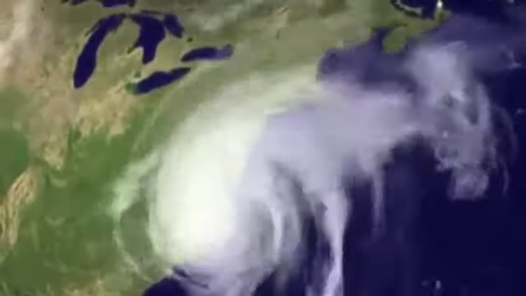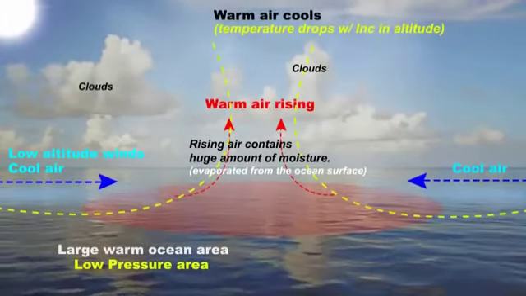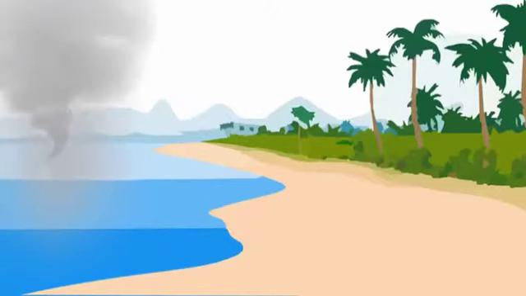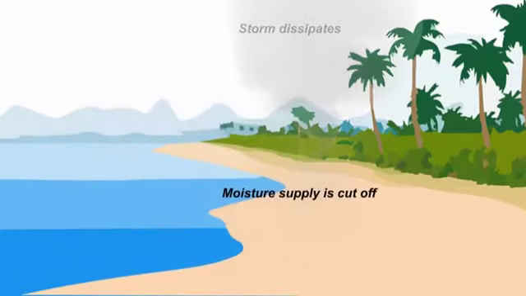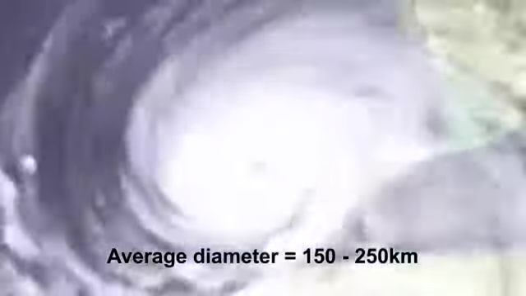Tropical cyclones are intense, and in the beginning we have read that it occurs over the ocean surface and coastal region because there is a continuous supply of moisture from the ocean or sea. When it reaches the land, the moisture supply is cut off and the storm dissipates. The place where the tropical cyclone crosses the coast, after which the landmass starts, is called the landfall of the cyclone, meaning the power of the cyclone naturally decreases because the supply of moisture is cut off. The average diameter of a circulating tropical cyclone can vary between 150 and 250 kilometers.